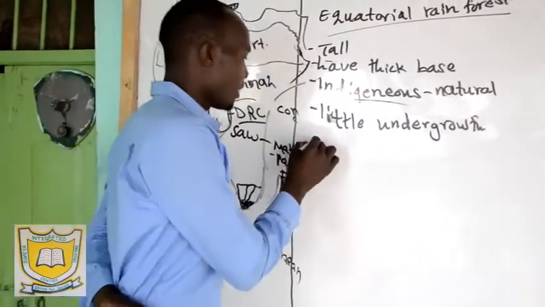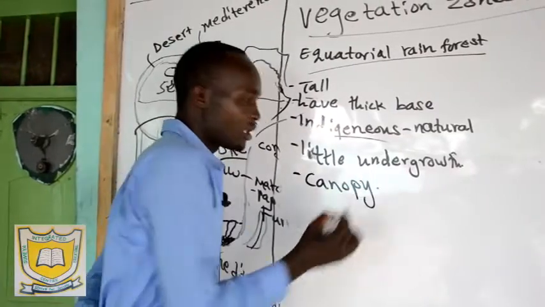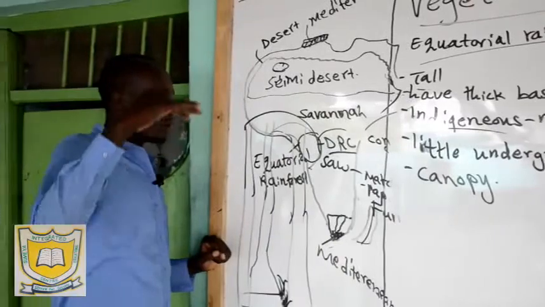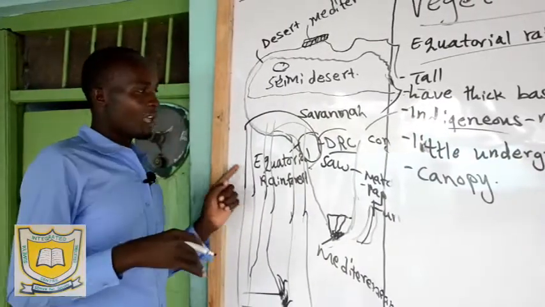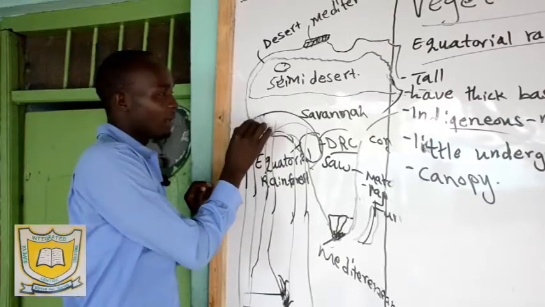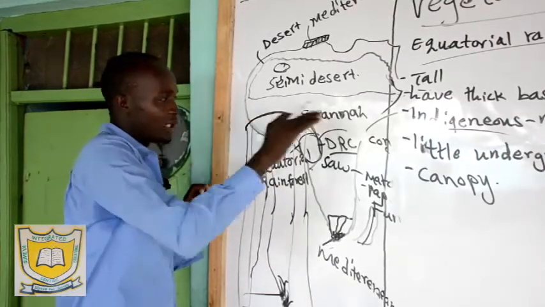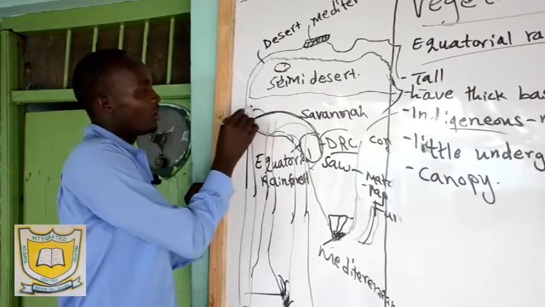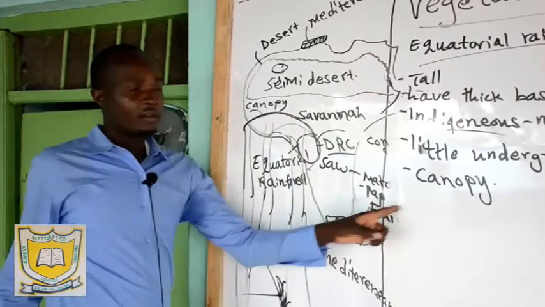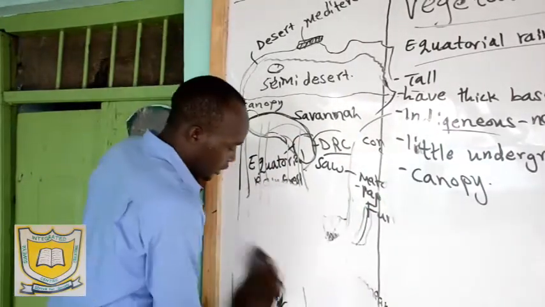Then this forms what we call the canopy. Canopy is the continuous cover. For example, if you stand at the highest level somewhere and look at the forest, you will see a continuous cover like this. On top of the forest, it forms a continuous cover. This is what we call the canopy. So in this forest, the trees form the canopy, like that.